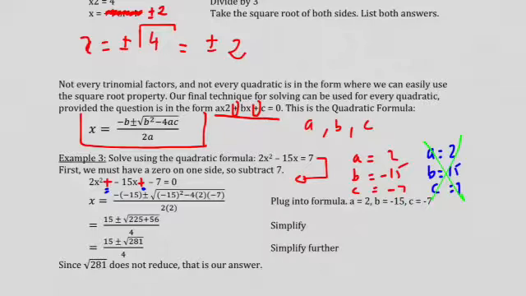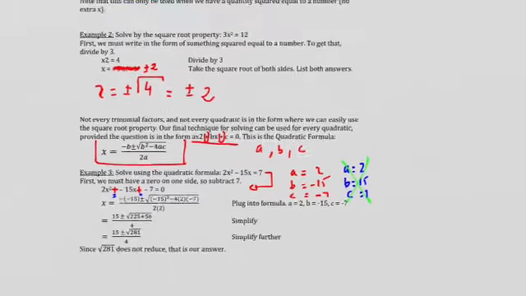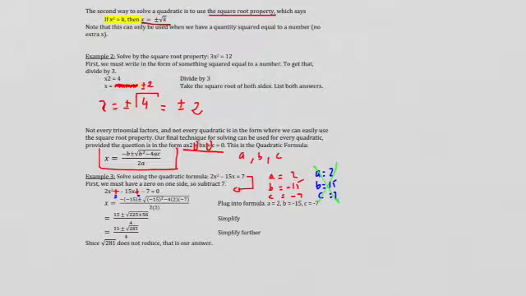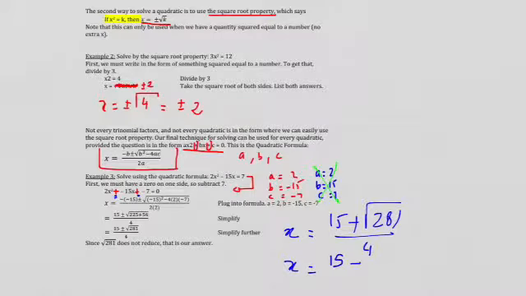So you just substitute this value of A, B, and C inside your formula, and you will have the value of x. And in this case, you will have two values of x. The first value of x is going to be 15 plus the square root of 281 divided by 4. And the other one, x, is going to be equal to 15 minus the square root of 281 divided by 4.